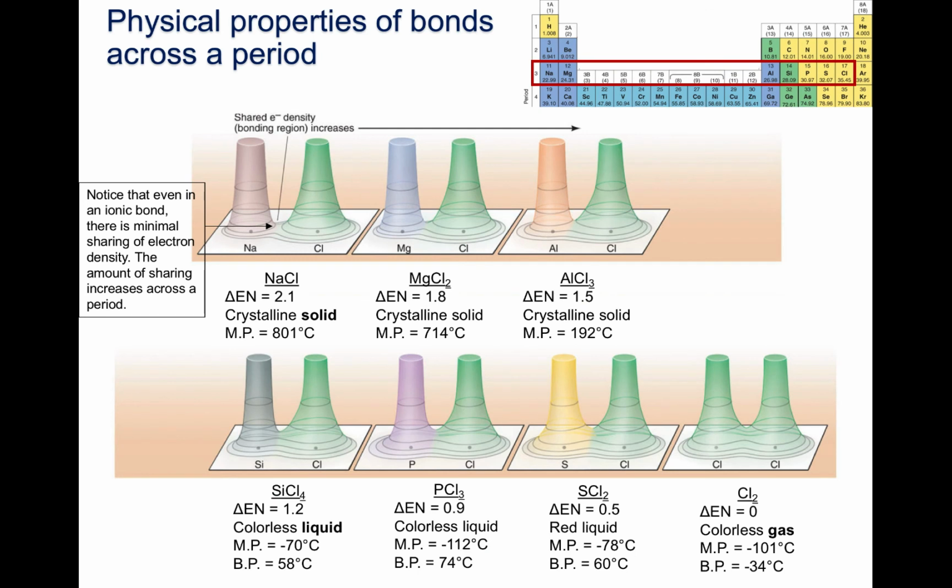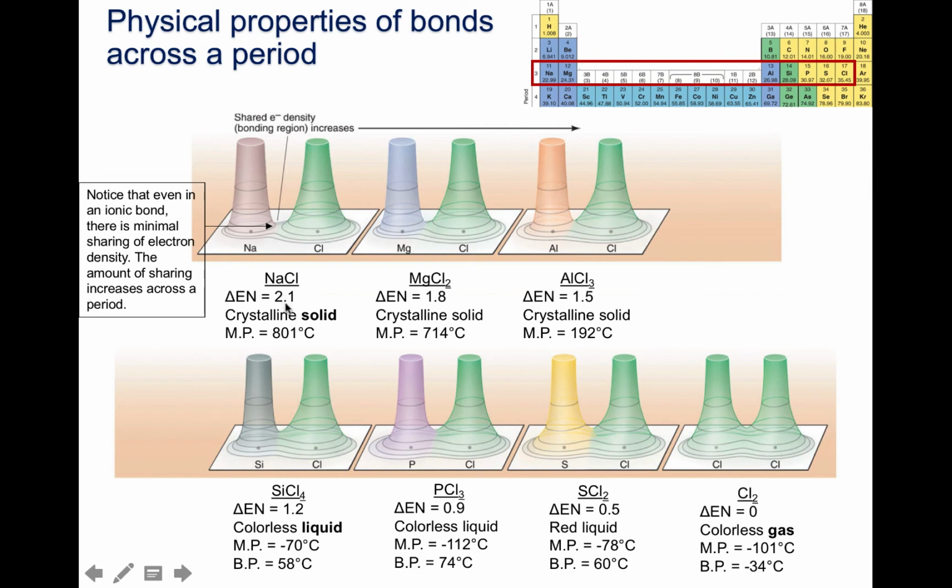We can look at the physical properties of substances by relating the difference in electronegativity. So in this picture, we have a bunch of different compounds where each element is bonded to chlorine. So each element in period 3, sodium, magnesium, aluminum, and so on, they're all bonded to chlorine atoms. And what we're comparing is the difference in electronegativity between the elements.